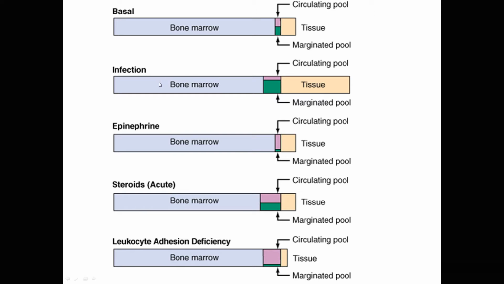This is the picture illustrating the change in infection. The bone marrow amount is decreased due to the release into the bloodstream and into the tissues of neutrophilic leukocytes. As you can see, the marginated pool, the amount of leukocytes crossing boundaries, is highly increased because of the release from the bone marrow, and tissue-residing leukocytes are highly increased.